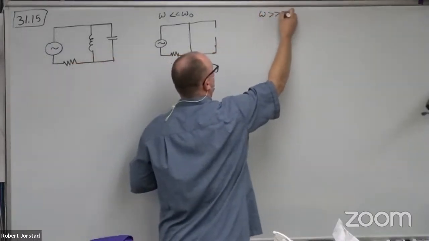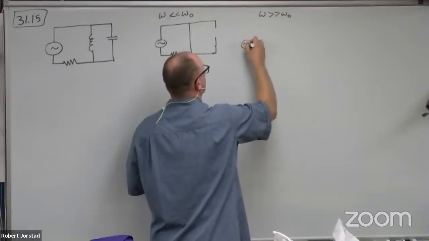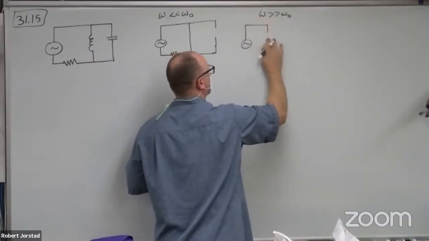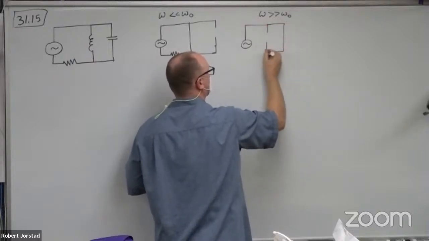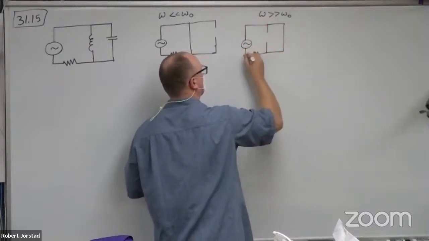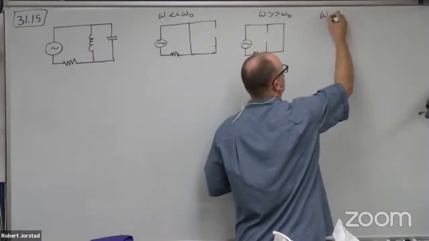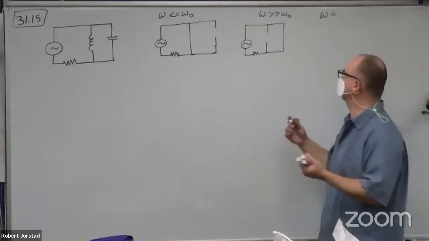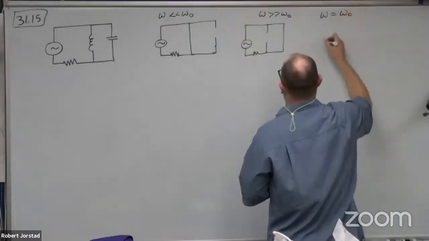Omega much, much greater than omega naught. That's going to switch them, right? And then, is there a resonance here? Do I have an inductor and a capacitor in the same circuit? Yes. So it makes sense to do this plot.